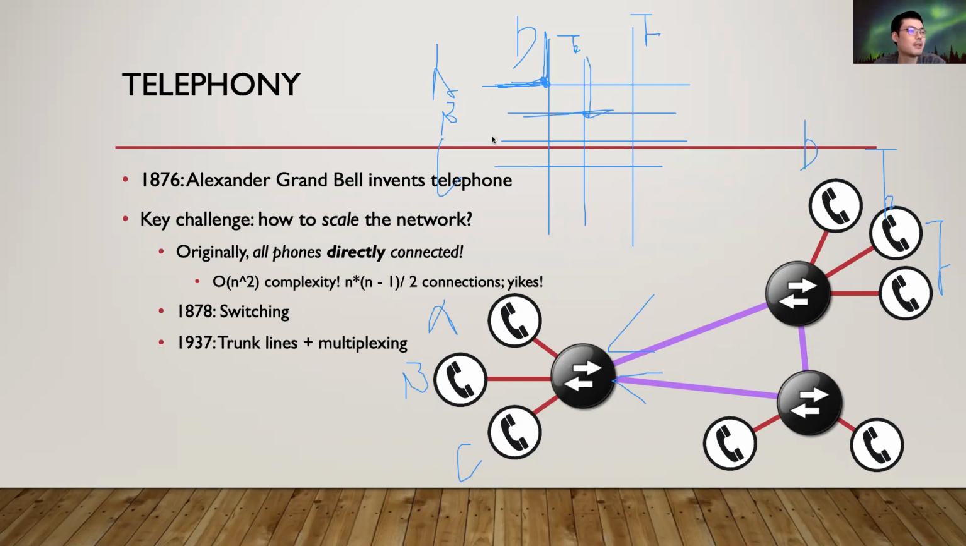But you cannot, for example, if C wants to call D, then it will not be passing through, because if C also talks, then this channel will interfere. So basically the switch makes sure each row and each column only has one connection. That's it.